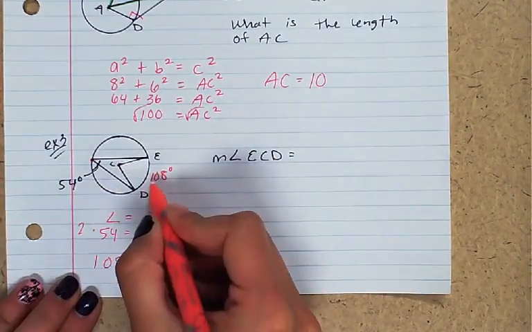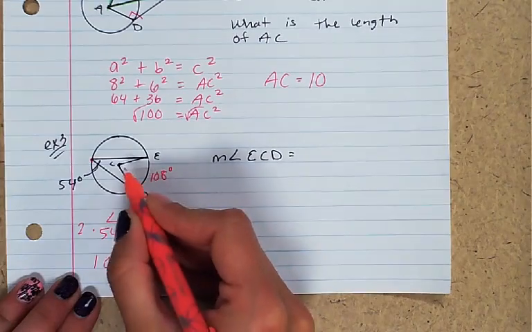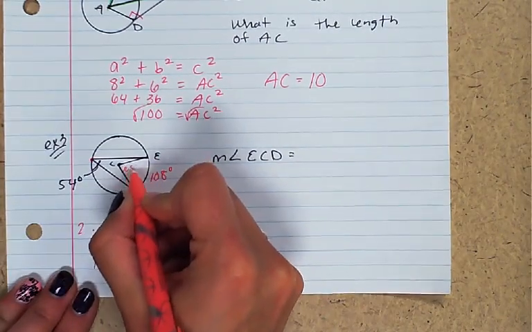And a central angle is exactly the arc that it projects. So the central angle here has to be 108 degrees.